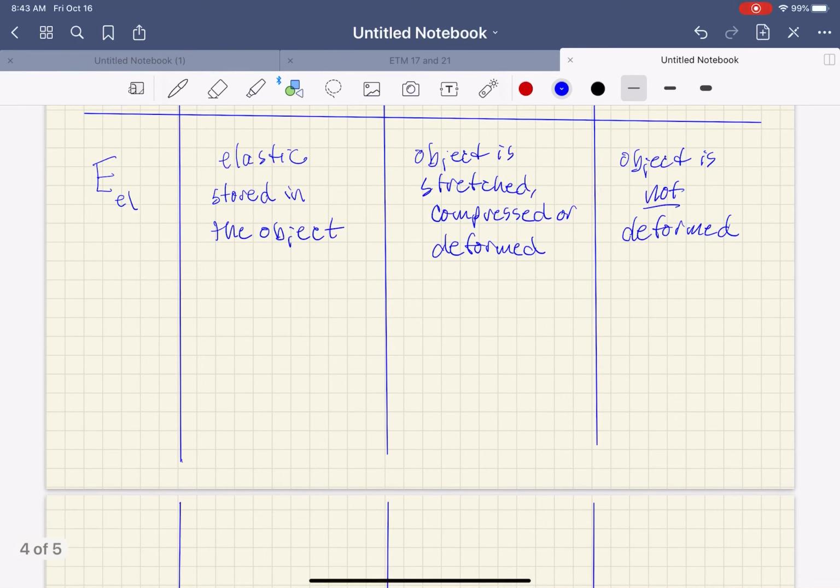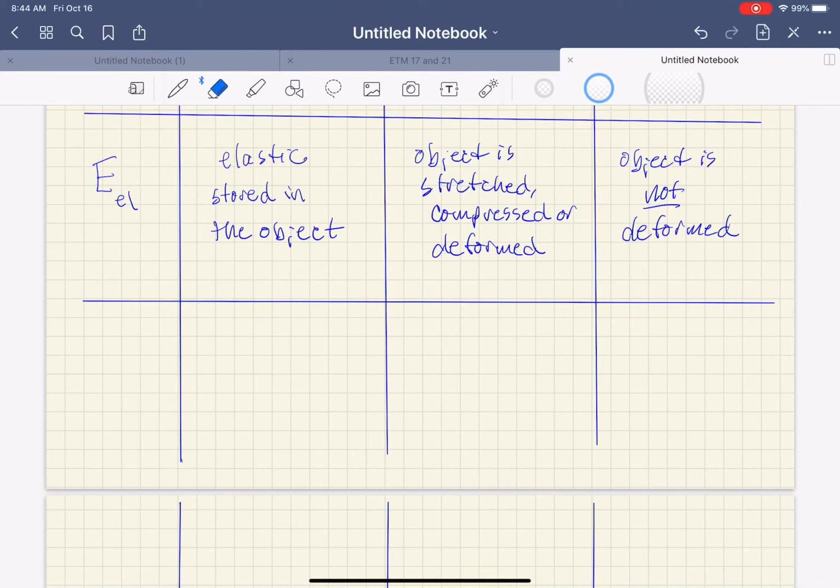All right, the last one that we're going to talk about is a little different than all the other ones. It is called dissipated energy. Well, it's called a lot of things, but we're going to call it dissipated energy.